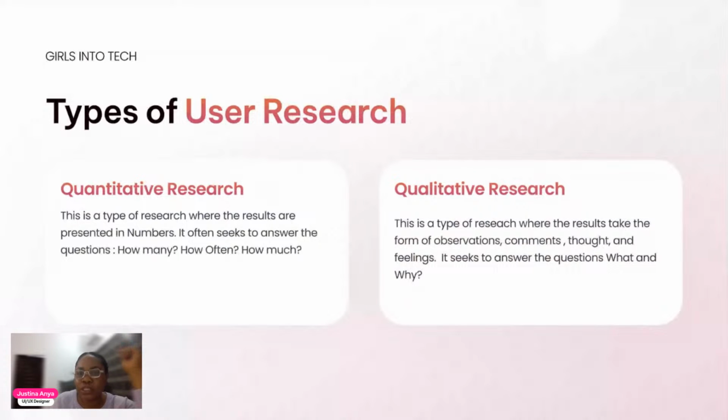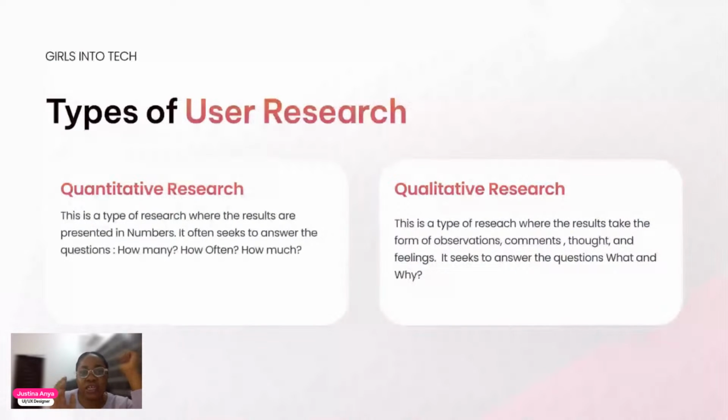So when you also look at qualitative research, it is a type of research where results take the form of observations, comments, thoughts, and feelings. It seeks to answer the question what and why. So we can ask the user, what are your challenges when using a certain app? What are your challenges when making purchases online, or when using e-commerce mobile applications? Any question that answers what and why is qualitative research.